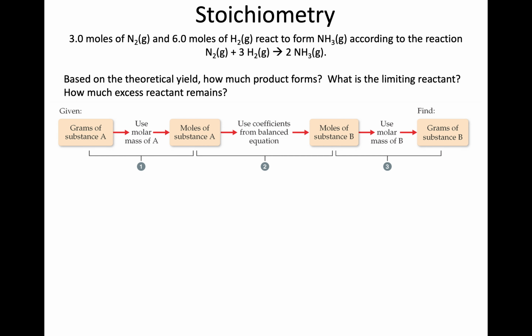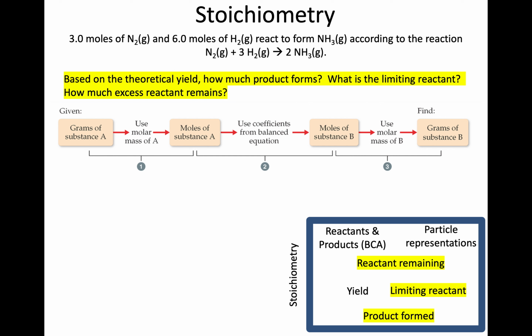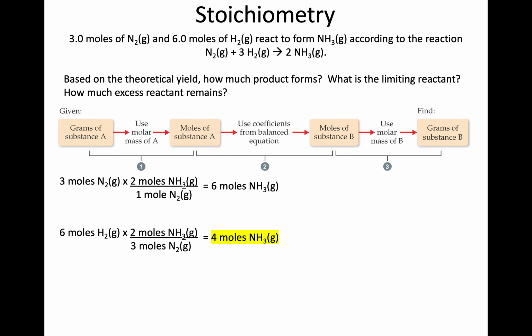Now, besides particle representations, we certainly do calculations involving stoichiometry. And we have an overview of what the strategy is here. So at the top, I show a representative question. This particular one is asking multiple things. It's asking how much product forms, what's the limiting reactant, and how much of the reactant remains. If I was using this with an approach like dimensional analysis, I would first take the N2 and figure out how much NH3 I could form. I take the H2, figure out how much NH3 would form. And the amount that I have would be the smaller value.